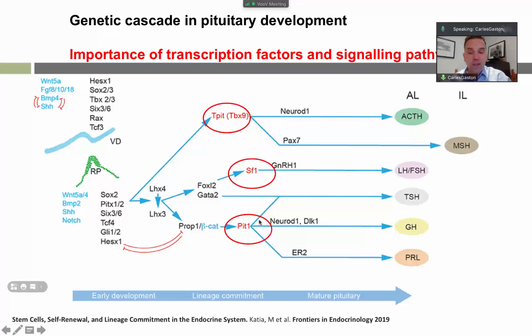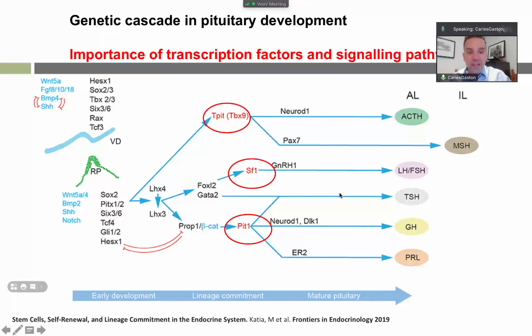The other important transcription factor is PID1. PID1 will have 3 different lineages or 3 different terminal differentiation hormones: TSH, thyroid stimulating hormone, growth hormone, and prolactin. TSH is important for thyroid, growth hormone for growth, and prolactin for lactation.